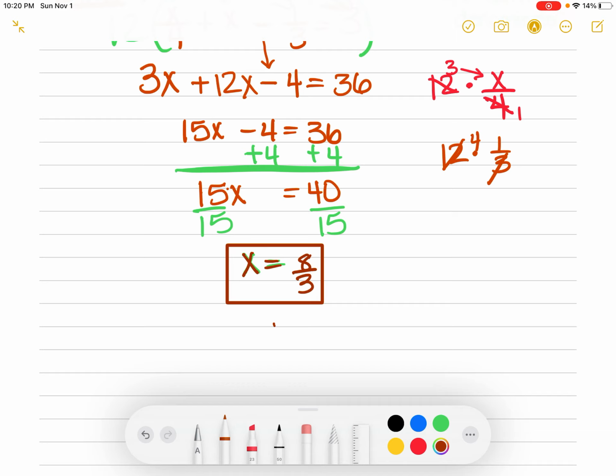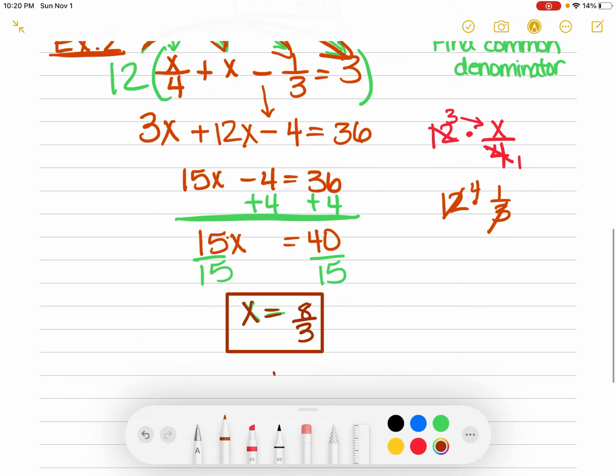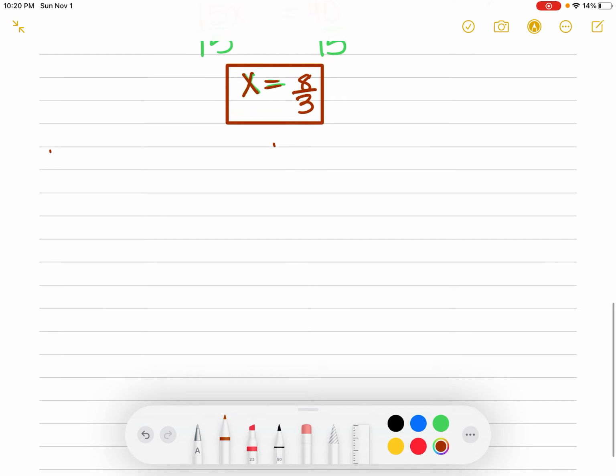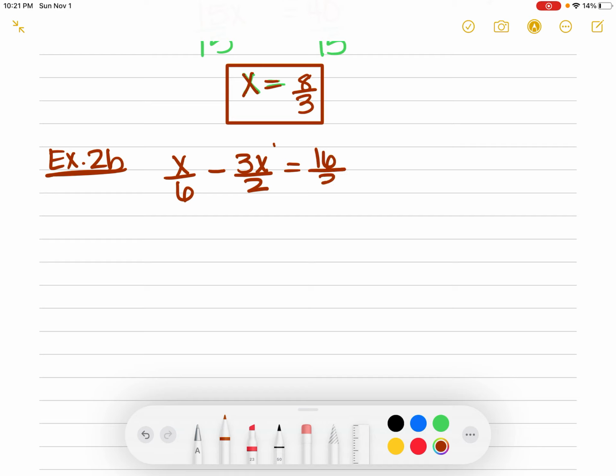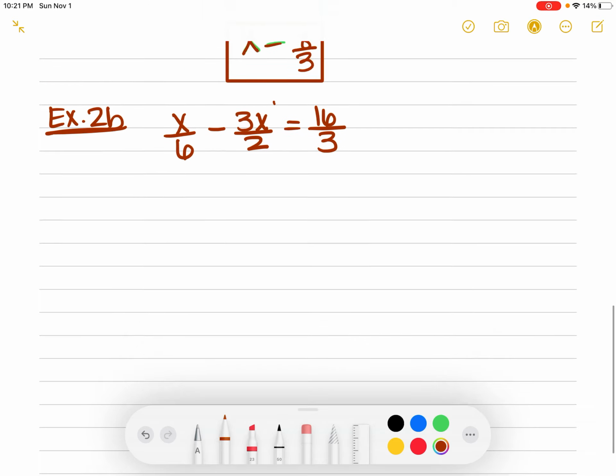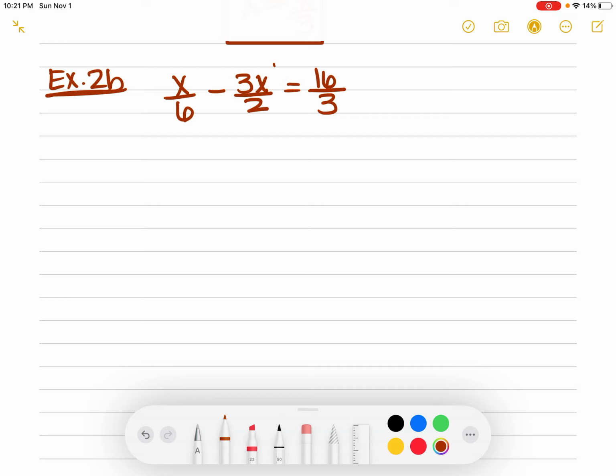Okay, so I would like you to do one like this. This is going to be example 2b, and then we're going to do one more example, and that's going to be it. Okay, 2b, this is going to be on your own. So we're going to have x over 6 minus 3x over 2 equals 16/3. So the first thing you're going to do is try to find what your common denominator would be and then multiply everything by that. Okay, hit pause and work this one out on your own.